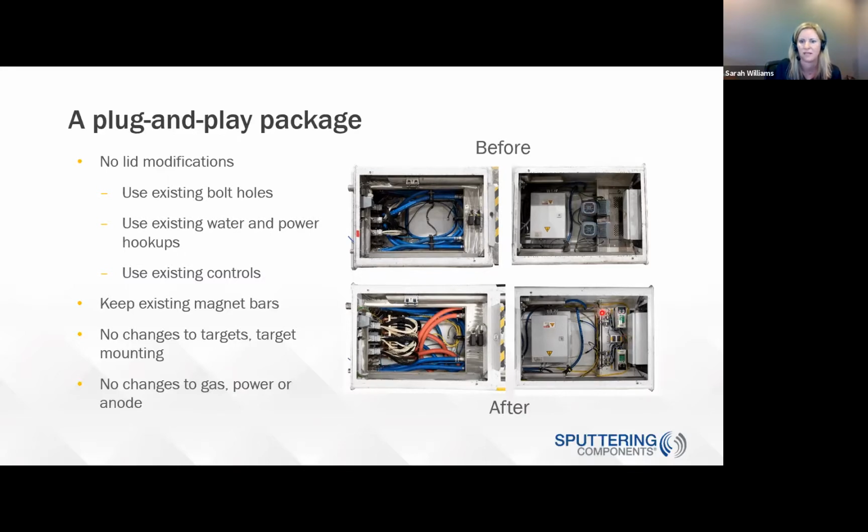And on the other side of this plate would just be a simple static support for the target. So there are no lid modifications required. You use the existing bolt holes, existing water and power hookups, the existing controls, although as I said, some minor tweaking might be necessary. I'd mentioned you can keep the existing magnet bars. If you've got magnet bars from other suppliers, you can use those. No changes to the targets or target mounting. The gas distribution, the anode, all that can stay the same. It's purely an M block replacement.